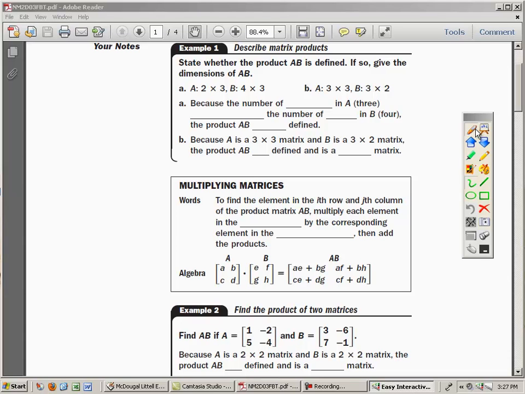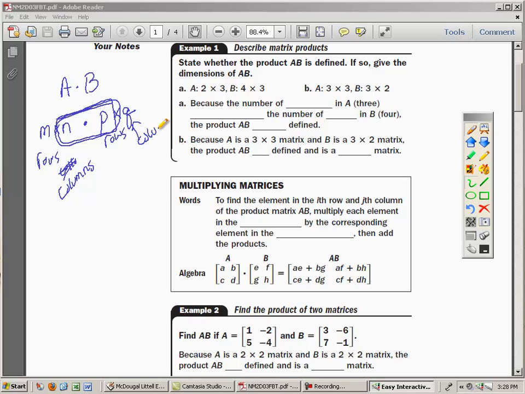All right? So first of all, in order to multiply matrices, if I had matrix A times matrix B, effectively what we have is if I want to multiply an M by N matrix by a P by Q matrix, for example, the only way to multiply those two is if these two numbers right here match. Now, remember, this is rows by columns, and this is rows, and this is columns.